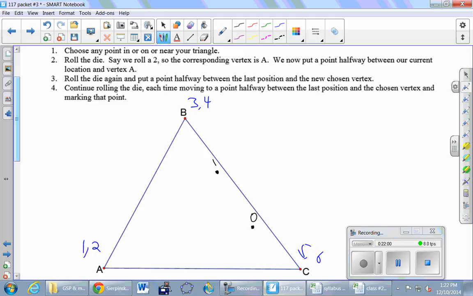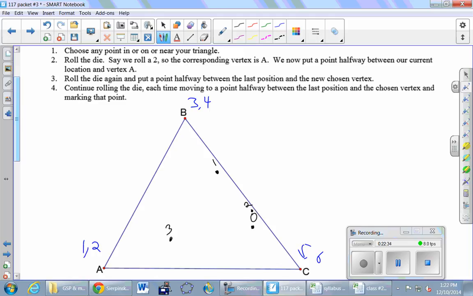Everybody see what we just did? Okay, somebody else shout out the imaginary die roll. 6. So 6 would say I go towards C, and I'm supposed to go halfway towards C. So halfway towards C, maybe there-ish. My 0 was kind of in the way of that dot. Okay, somebody else shout out a number. 2. And so then we go halfway towards A from the current dot. So maybe someplace over here. And we just keep rolling.